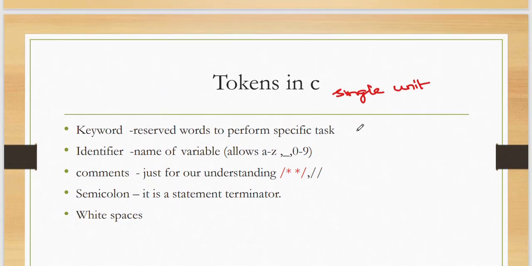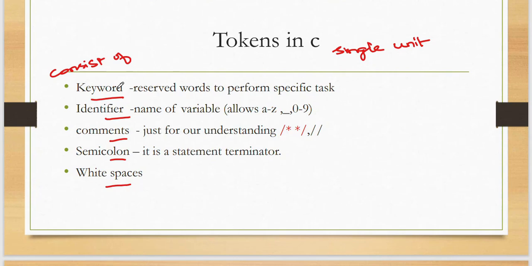So what does a token consist of? A token may be a keyword, or it may be an identifier, or it may be a comment, or it may be a semicolon, or it may be white space. So each one is called a token.